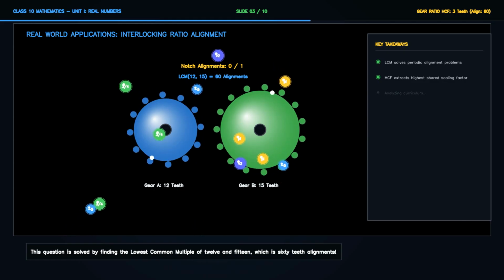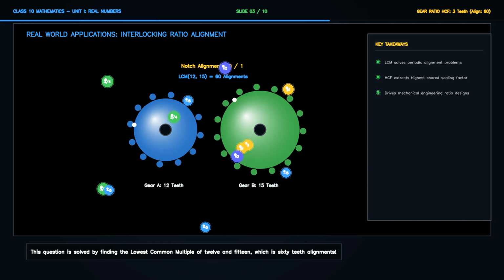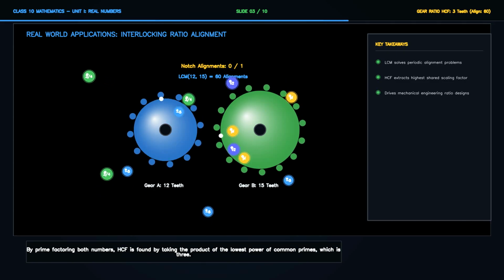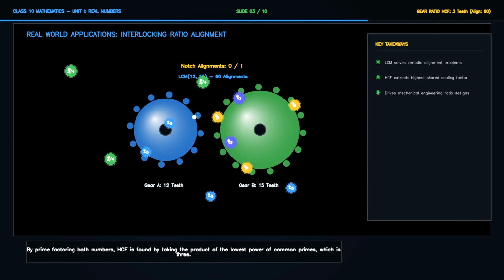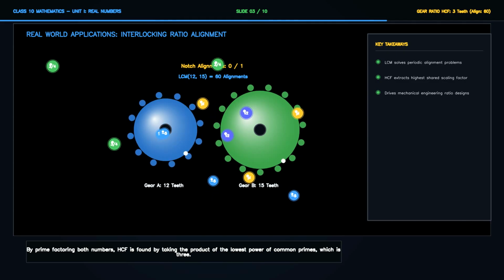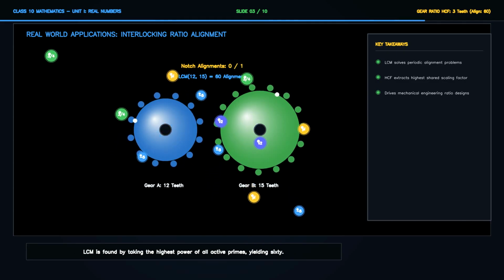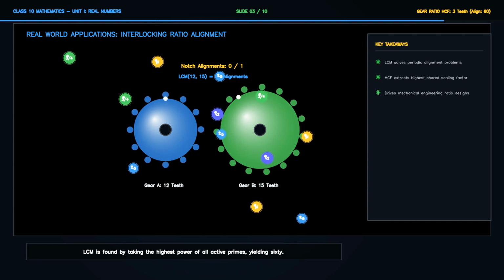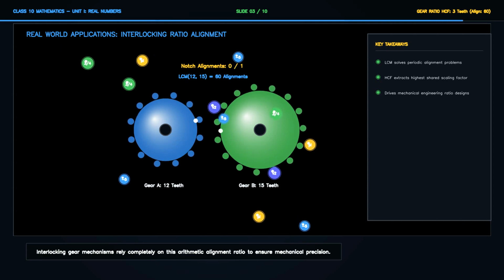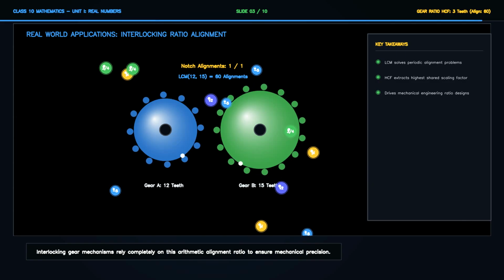By prime factoring both numbers, HCF is found by taking the product of the lowest power of common primes, which is 3. LCM is found by taking the highest power of all active primes, yielding 60. Interlocking gear mechanisms rely completely on this arithmetic alignment ratio to ensure mechanical precision.